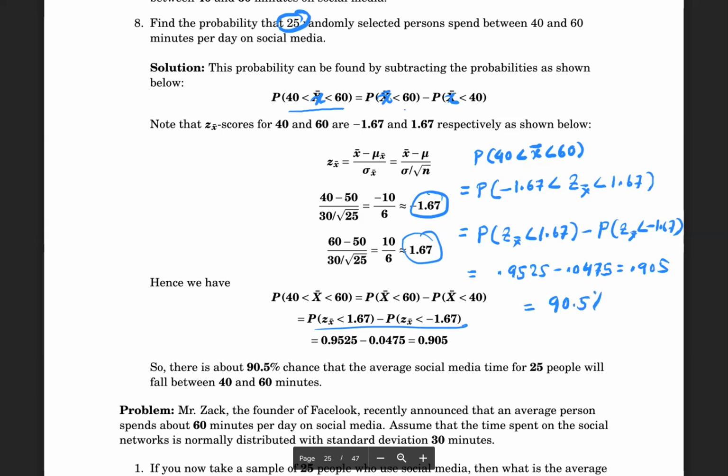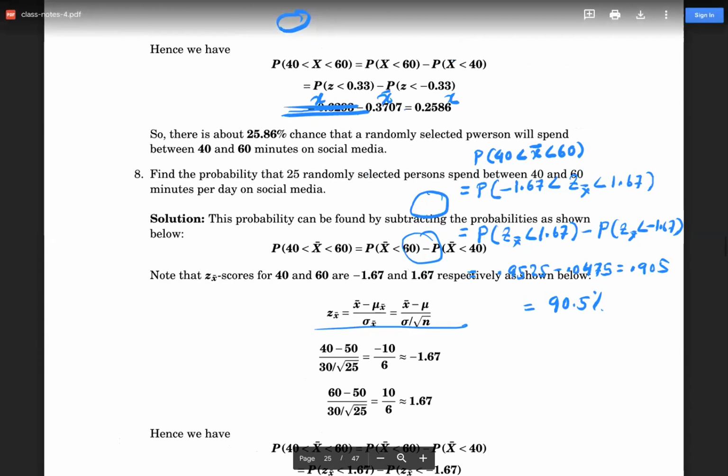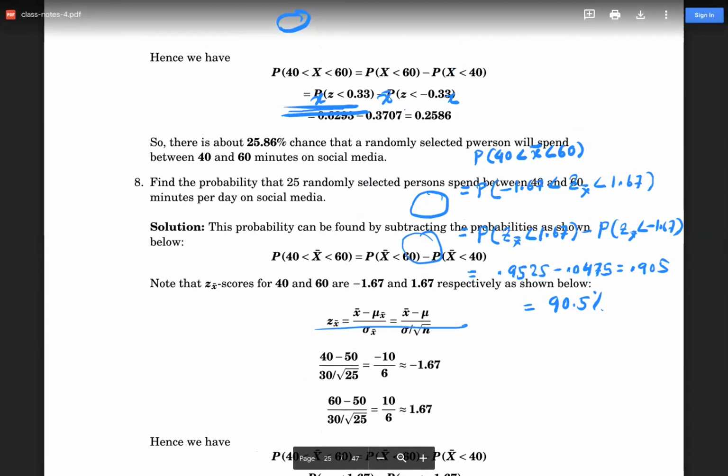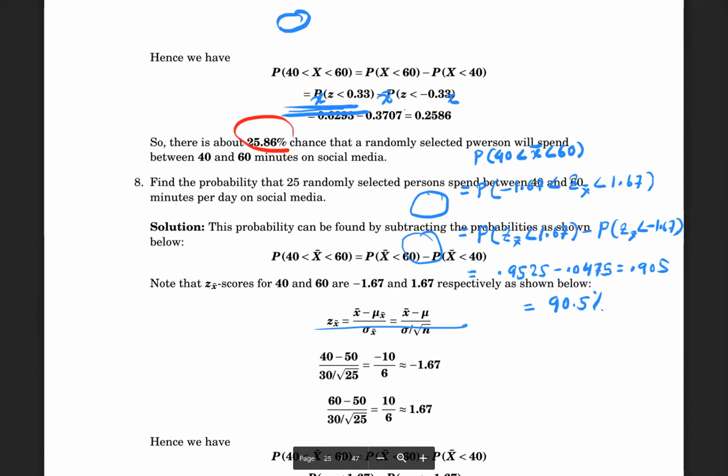There is a 90.5% chance that the average of 25 people is going to fall between what? Between 40 and 60 minutes, compared to a single person. So here, let me use red so that you can see it. For a single person, there is a 25.86% chance that he or she will spend between 40 and 60 minutes, whereas for a group of 25 people, the average time spent for those 25 people, the chance that it will fall between 40 and 60 is much higher. That means it does not fluctuate as much.